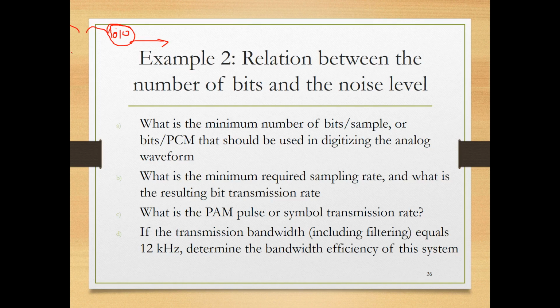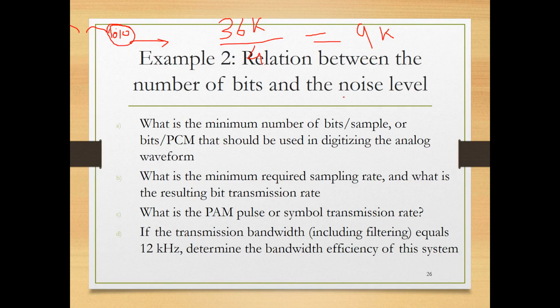Then I'm asking, if you have a bit rate equal to 36K, this is the bit rate. What would be the symbol rate or baud rate after modulation? Just divide this by 4, because 4 is the number of bits required to represent each modulation level. What's the result? 9K. This is the symbol rate.